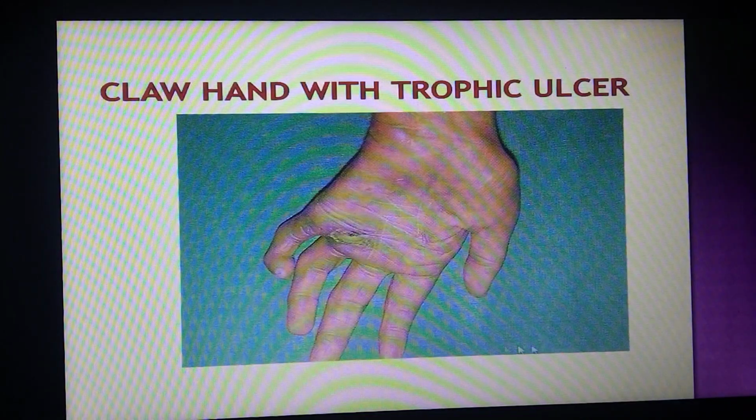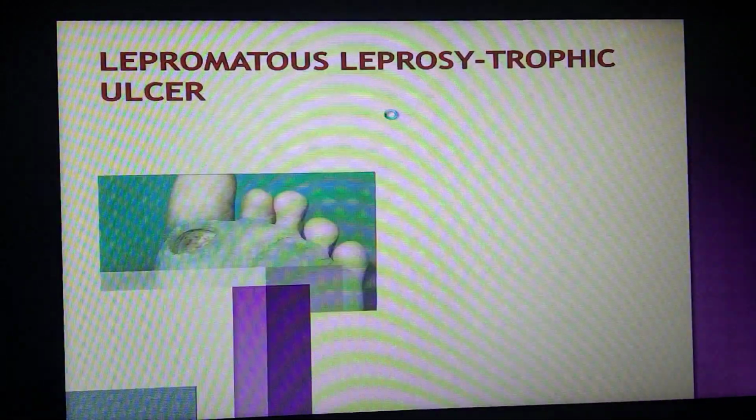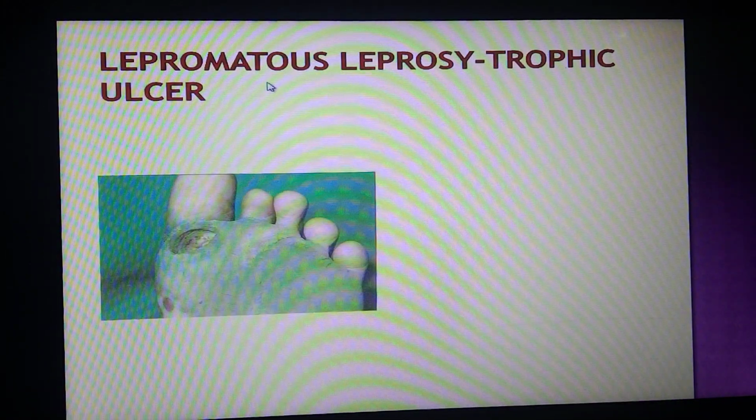As you can see in the picture, this is claw hand with trophic ulcers. This is what we call a trophic ulcer, claw hand with trophic ulcer. This is resorption of digits in lepromatous leprosy, as you can see in the fingers here. We call it resorption of digits. The next, lepromatous leprosy with a trophic ulcer, as you can see on the foot here. This is what we call a trophic ulcer.